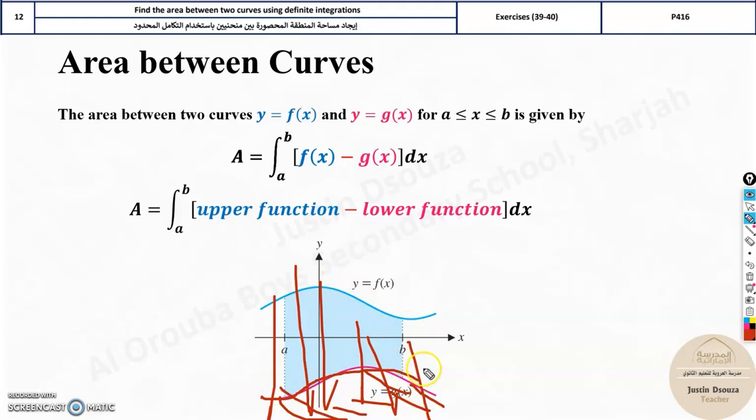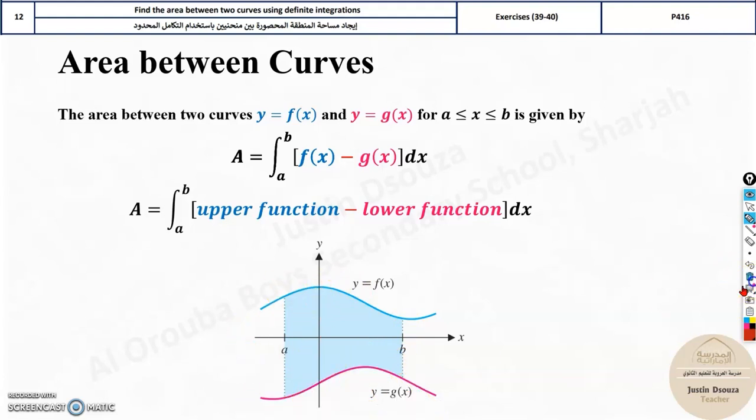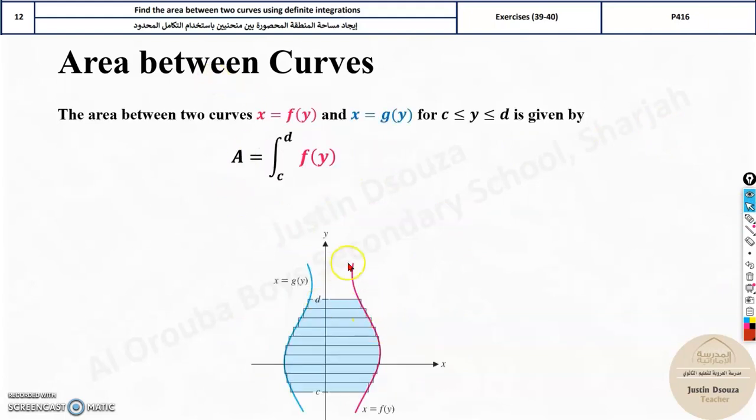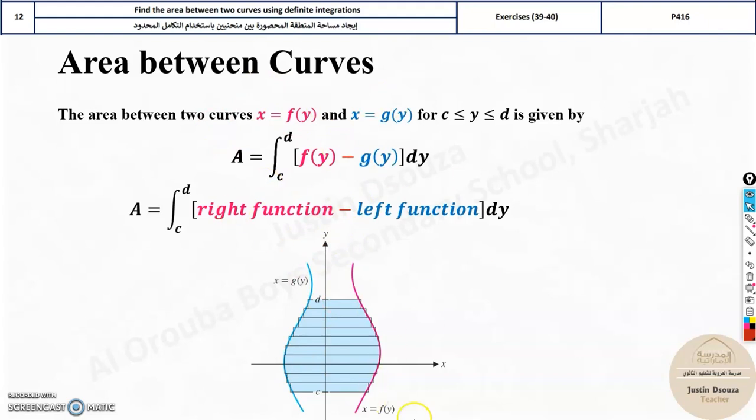Now these will be excluded, only the shaded region will be considered. So it is always the upper function f of x minus the lower function g of x, and the limits are a to b. Similarly, we saw in the previous video the formula where we find the area between the curves, and now with respect to the y-axis it will be the right function minus the left function.